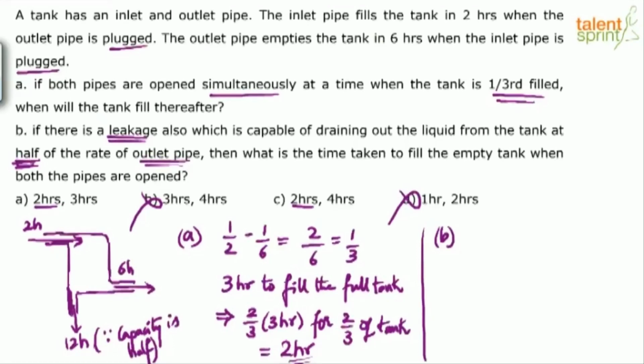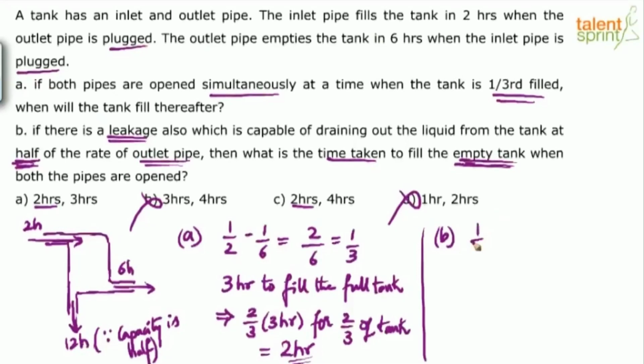So now it is like 3 pipes. One is an inlet which takes 2 hours. Two are outlets which take 6 hours and 12 hours respectively. So what is the time taken to fill the empty tank? Now it is not 1/3 full like in the previous case. It is an empty tank when both the pipes are opened. Remember, leakage is anyway there. You should not get confused about whether the leakage is opened or not. Leakage is never opened. It happens by itself. So he says both the pipes are opened, and the leakage is anyway draining out the water.